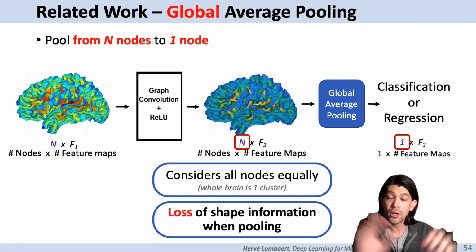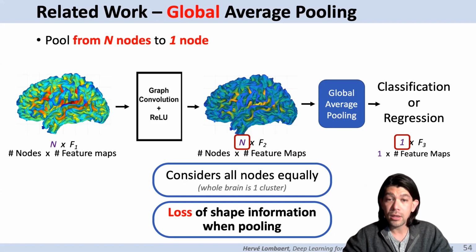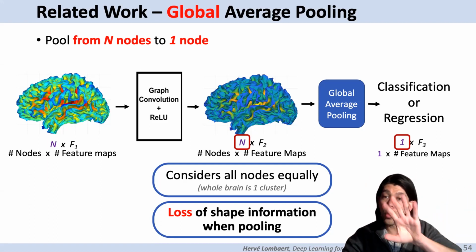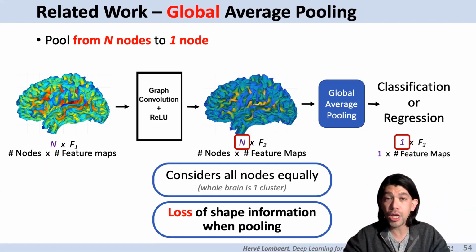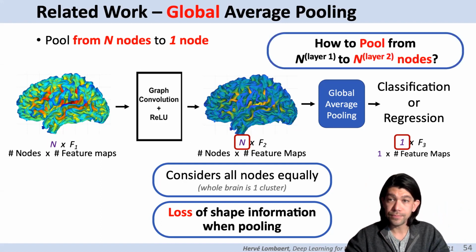You do an average across the whole brain, irrespective of how the nodes should behave differently. So basically, by going from n to 1, we completely lose any shape information that we have, all the rich information on the geometrical aspect of the brain.